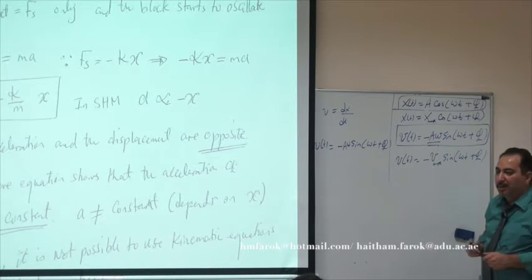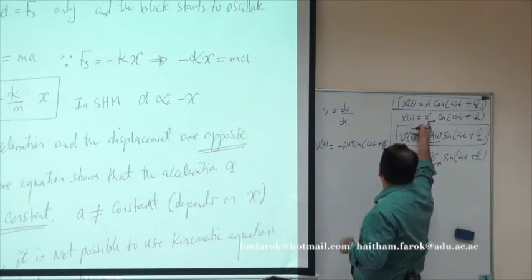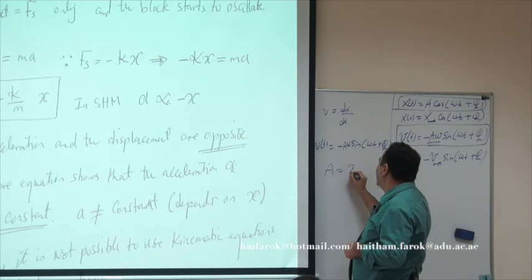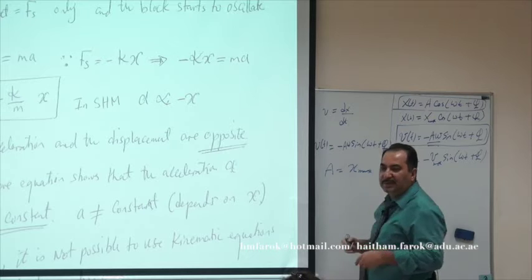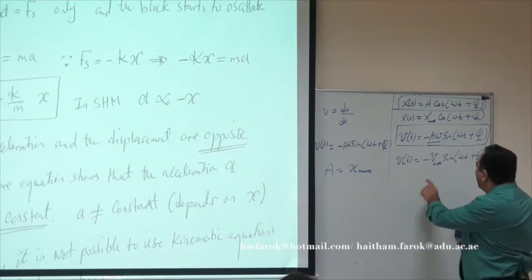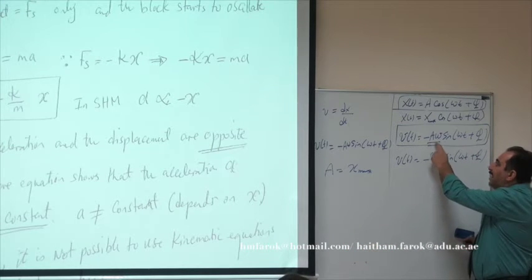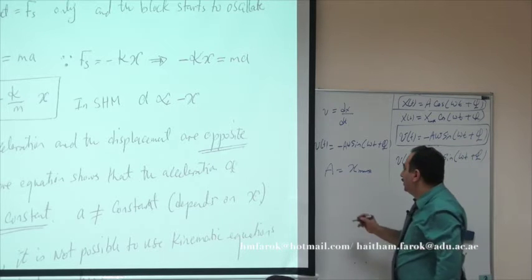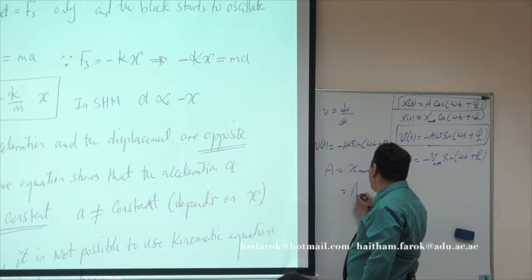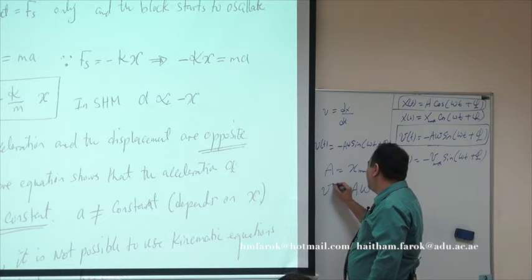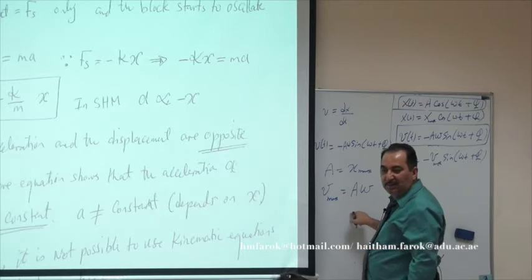But remember, I learned two things now. First, that amplitude A is x max, the maximum position. What else? I learned that v max is A omega. And we have A omega is v max. This is on the sheet as well.